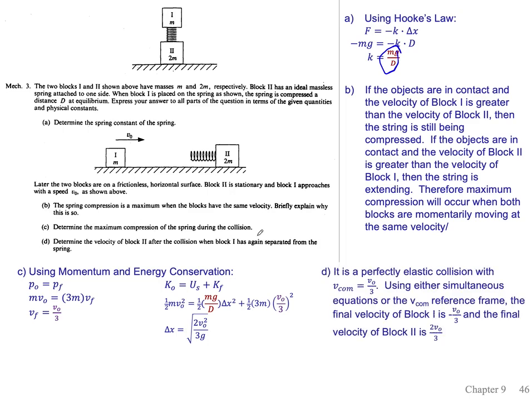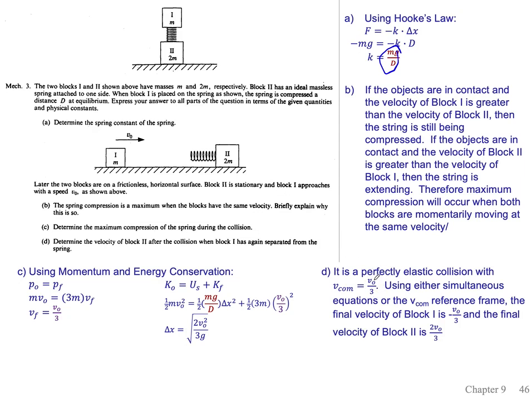And so the velocity of the center of mass must be moving at v0 over 3. That's how fast they're moving together later. So you can either use the simultaneous equations, conserving momentum and kinetic energy, and solve it that way, or my way, which I love doing, of course, is from the center of mass reference frame.